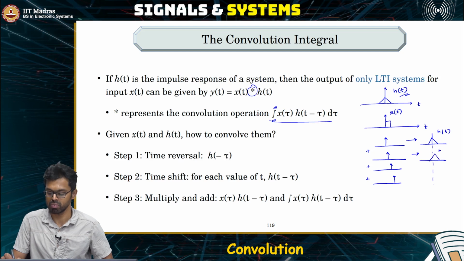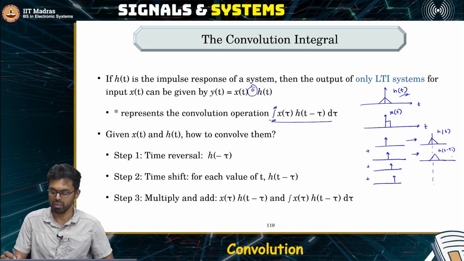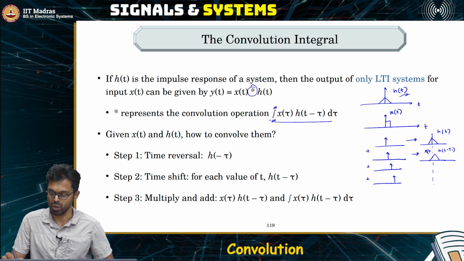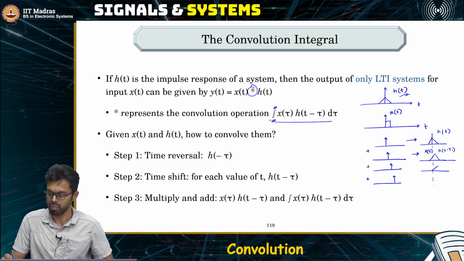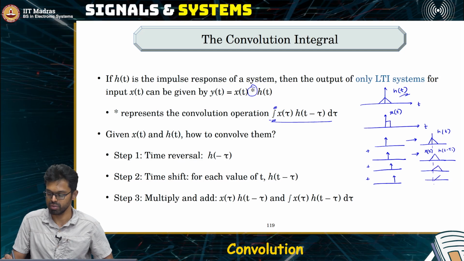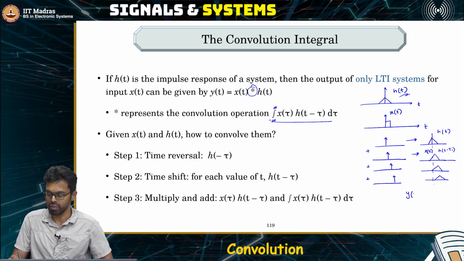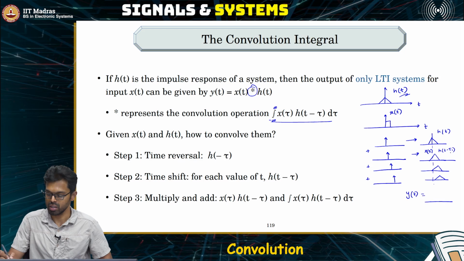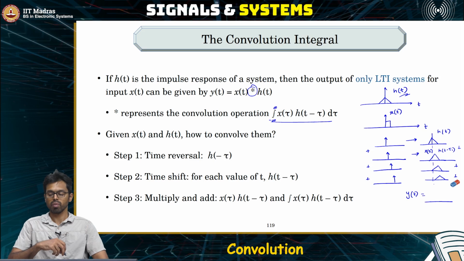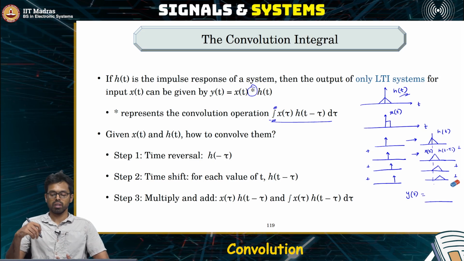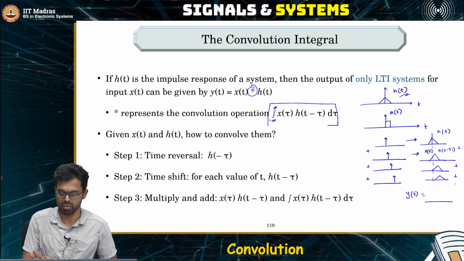shifted version, shifted. And then of course you have to multiply with x of tau 1, and then once again this is another shifted version, and then the final output y of t is the sum of all these things. So we can represent this compactly using this integration notation.